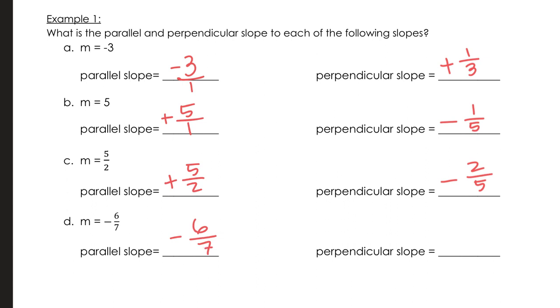The perpendicular slope, instead of being negative, would now be positive. And let's flip it upside down to be 7 over 6.